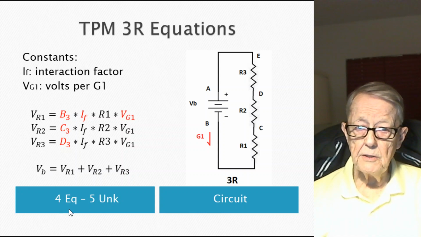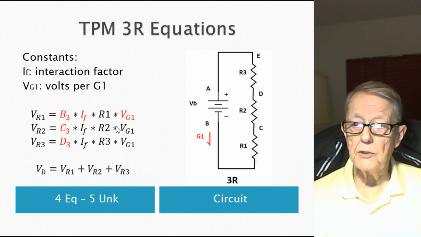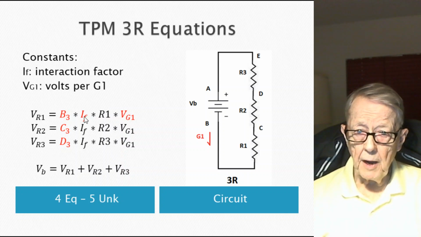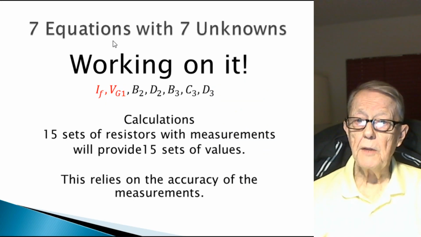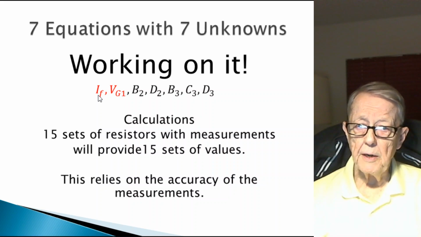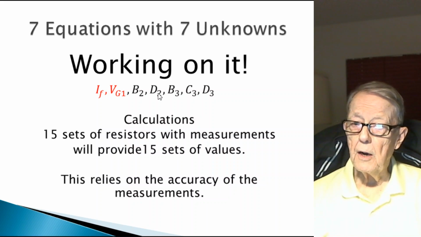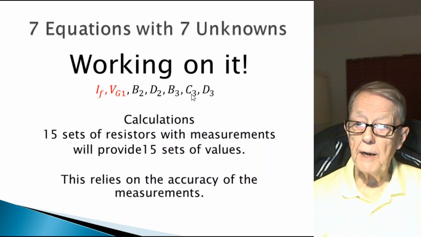And now I have 4 equations and 5 unknowns. That's 5 unknowns, so you can't use these 4 and solve for anything either. But IF, the interaction factor, and the volts per G1 are common to both, so you don't have to count them twice. So what happens is I end up with 7 equations and 7 unknowns. These are the two I'm looking for: interaction factor, volts per G1. B2, D2 are from the 2R experiment. B3, C3, and D3 are from the 3R experiment.